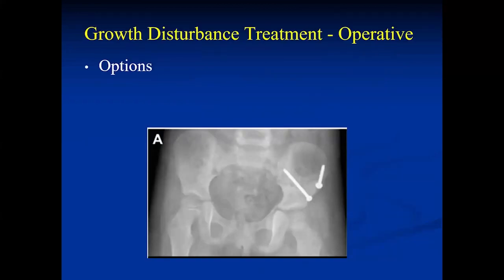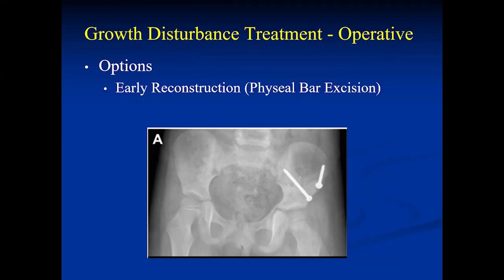So if you do have a growth disturbance, what are the options? Well, you can do early reconstruction in terms of a physeal bar excision, so that you can allow the acetabulum to remodel. And you have late reconstruction in terms of pelvic osteotomy. These are the same principles we have in other areas around the body, excising the physis and allowing it to grow, or doing osteotomies later to deal with growth disturbances, but you are worrying about this acetabular dysmorphology, which can occur due to the triradiate injury.